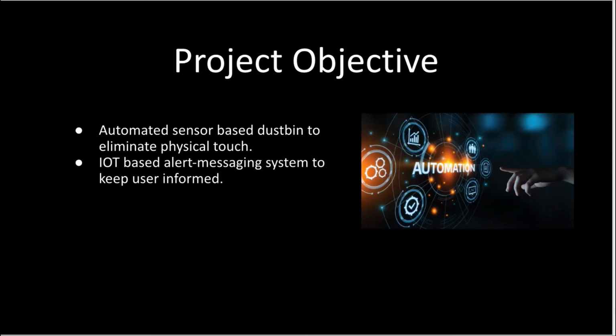For the design project, we want to develop and build an automated sensor-based dustbin to eliminate physical touch, and we also want to implement the Internet of Things. So we have an IoT-based alert messaging system to keep the user informed as to when the dustbin is full or when the dustbin opens and closes.